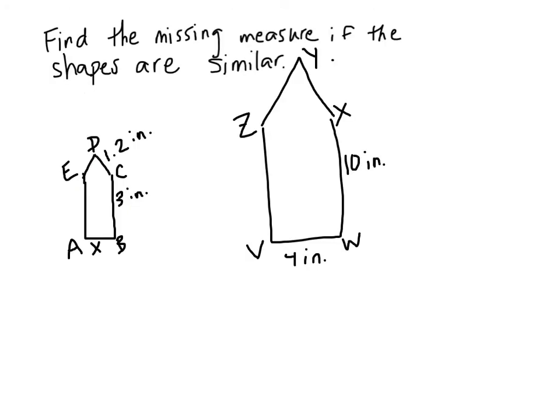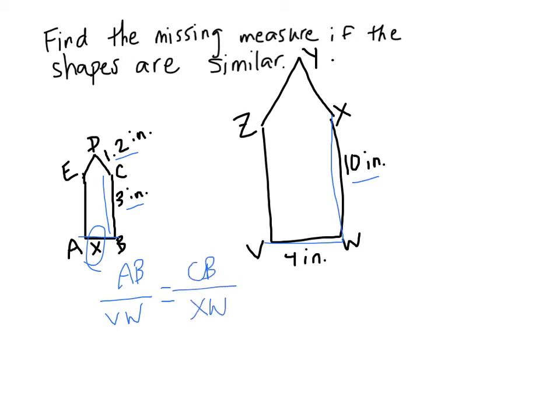Find the missing measure if the shapes are similar. Alright, so again, find what we don't know. So here's my x. So I have AB over VW, and then I look for what I know. Well, there's two other measurements that I know, but only one over here. So what side corresponds with XW? CB. So CB over XW, and now I plug in my numbers.